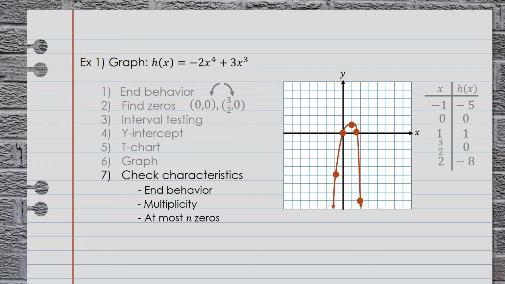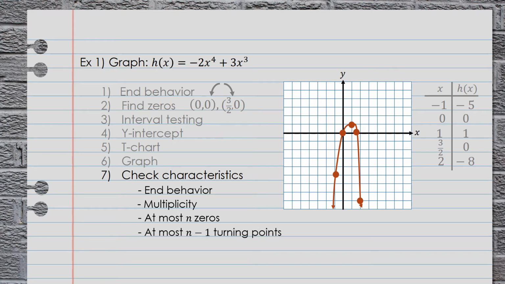Next, it says at most n number of zeros. We said we had a degree of 4, which meant we had at most 4 zeros. How many times does our graph cross the x-axis? It only crosses it twice, but is 2 less than 4? Yes, which means we are okay.